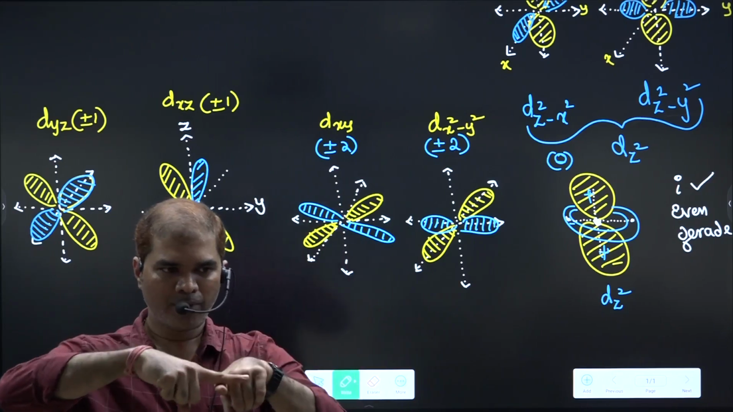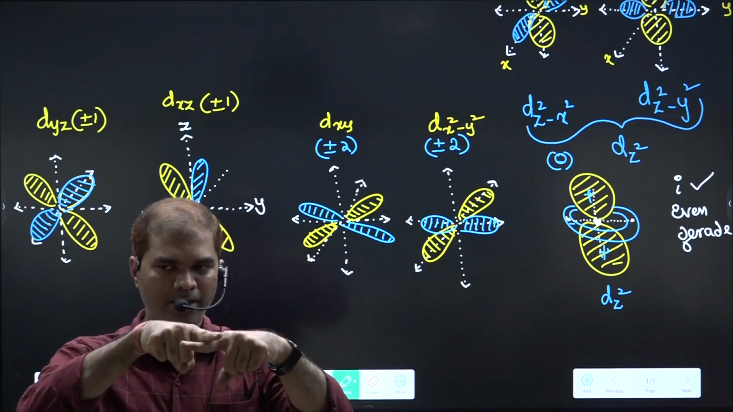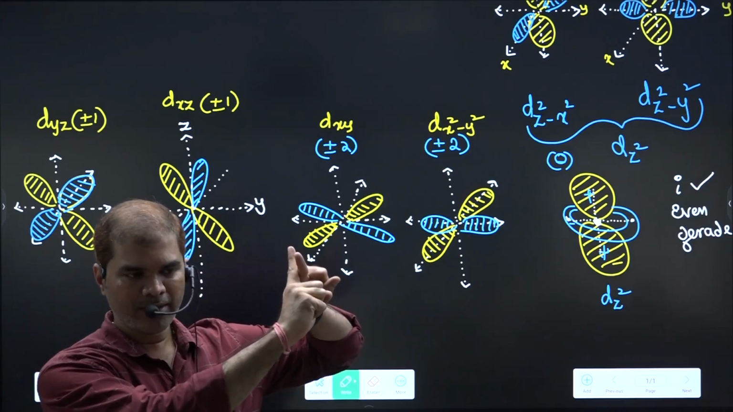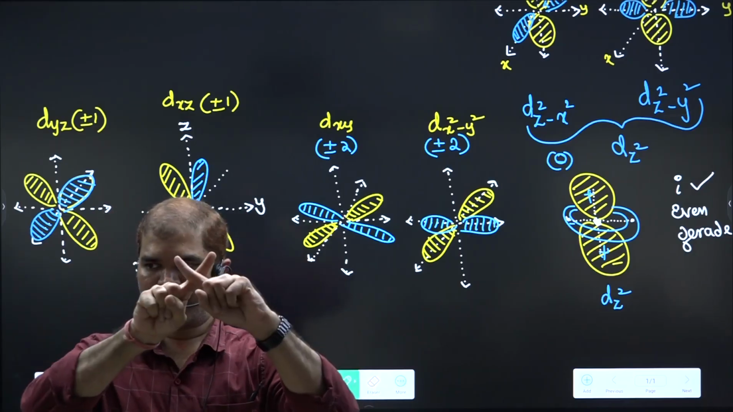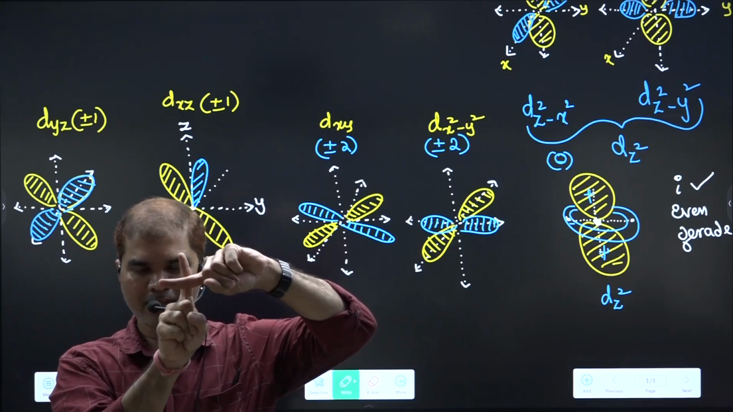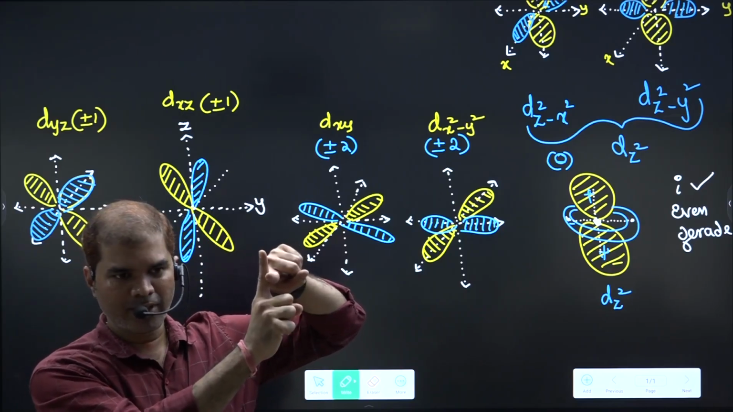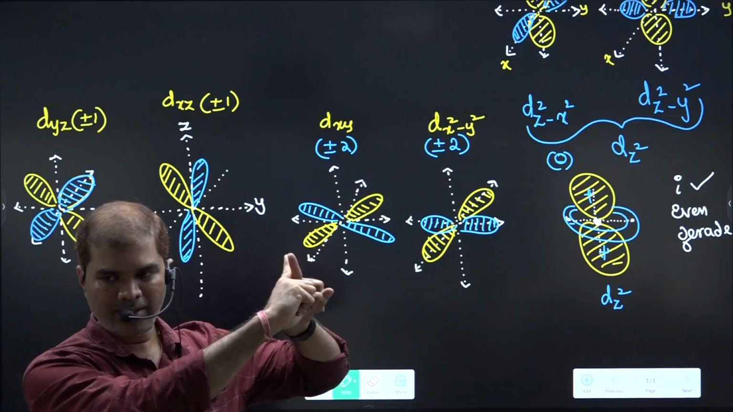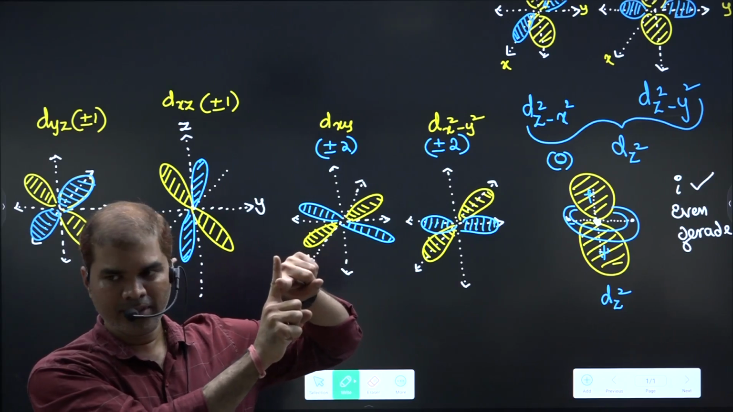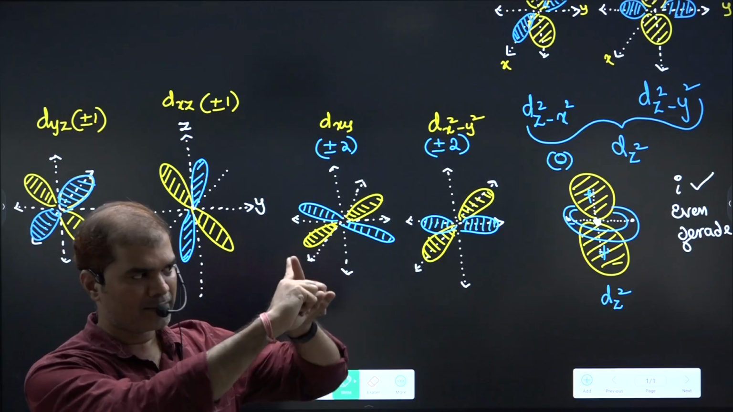Just imagine a plus sign before you, that is x square minus y square. Imagine a multiplication symbol, that is dxy. Multiplication symbol in this way, dxz. This is dyz. Plus symbol, dz square minus y square, dz square minus x square. So now did you get the difference? If I show it like this, it is dxz. This is dz square minus x square. There is a difference.